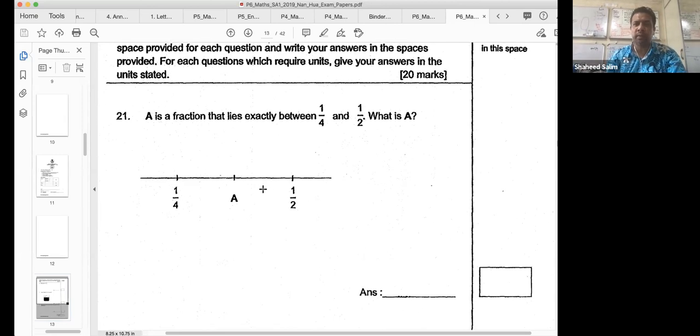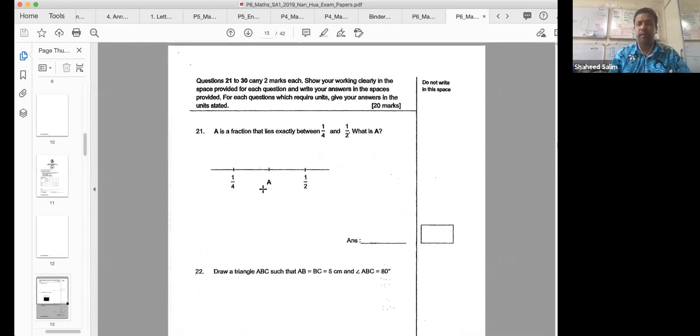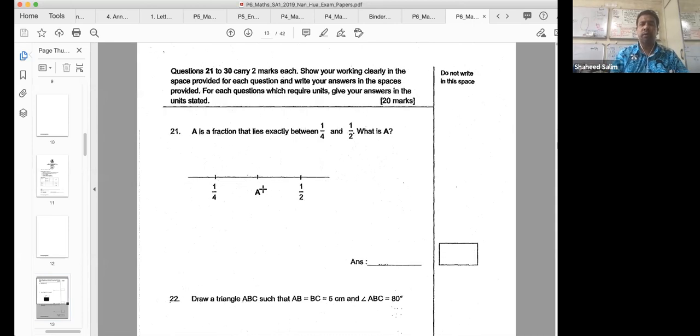It's P6, right? Can you try question 21? Question 21. We cannot draw this up. Question 21.